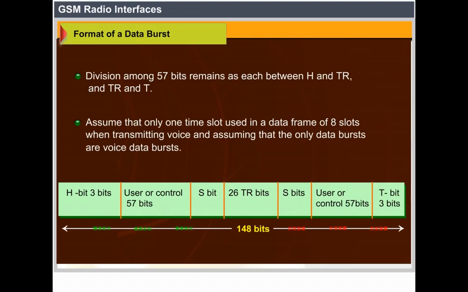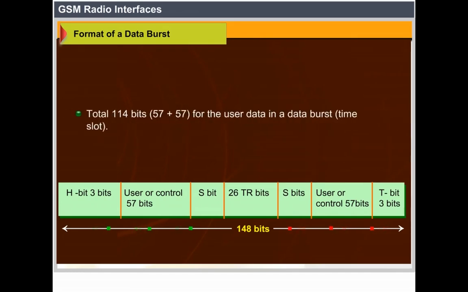Assuming that only one time slot is used in a data frame of 8 slots when transmitting voice, and assuming that the only data burst is the voice data burst. Total 114 bits, 57 plus 57, for the user data in a data burst time slot.